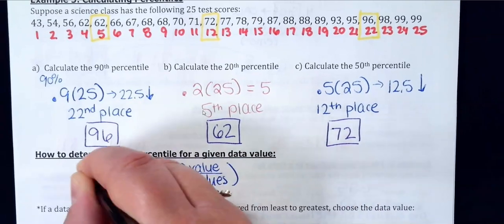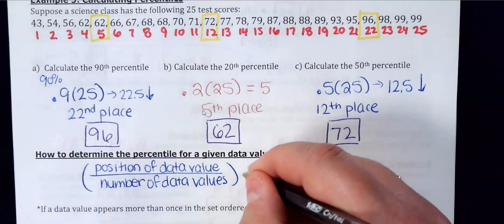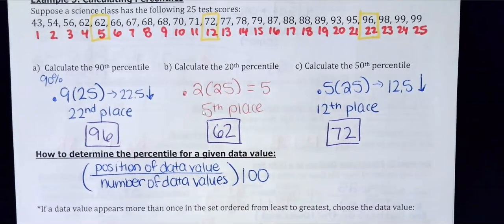So divide by the total number. For our example, I got 25 test scores, so the bottom of that fraction would be 25. But I'm going to do one more thing here. Whatever that is, because that'll give you a decimal, you multiply that by 100, and that will tell you what the percentile is. So it'll be a fraction, we'll multiply it by 100, and that'll tell us the percentile.